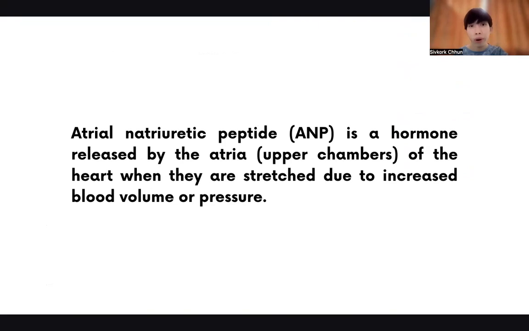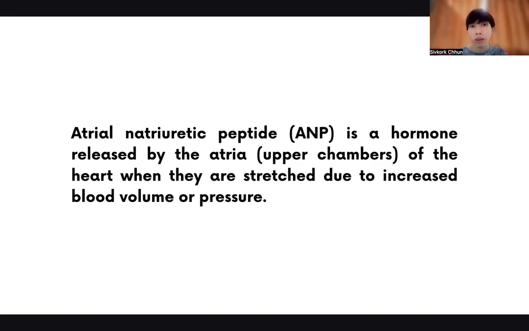Here, I want to open a bracket about a type of hormone. It's called natriuretic peptide. So, atrial natriuretic peptide, or ANP, is a hormone released by the atrium, which means the upper chamber of the heart, when it stretches. So that's released because of increasing blood pressure. So the function of this hormone is to help the body reduce blood pressure. It will help the hypertension to come down.